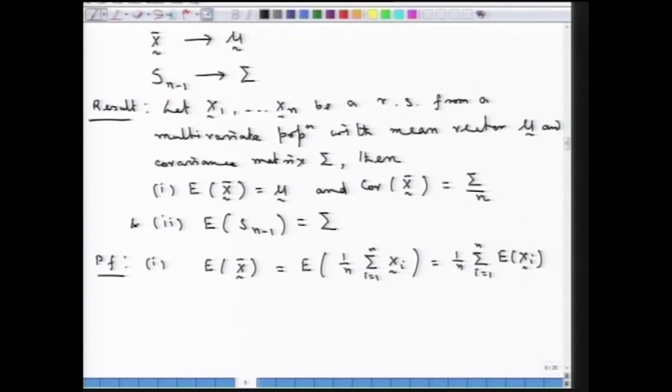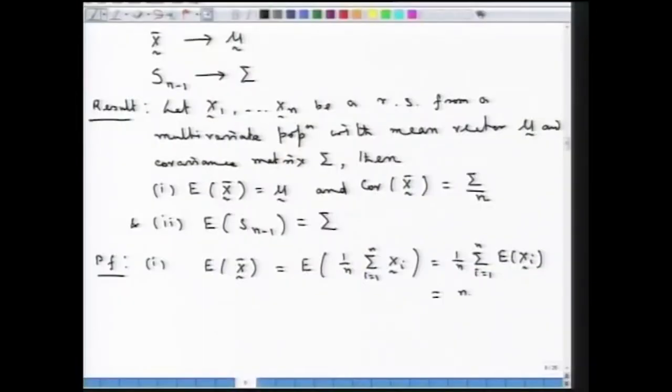x1, x2, xn are random sample from the same multivariate population, each having identical mean as mu, and hence expectation of each of these x i's will be equal to mu. So, what we will have this as n times mu, this divided by n, and hence that is equal to mu. So, we have this first component of this result.